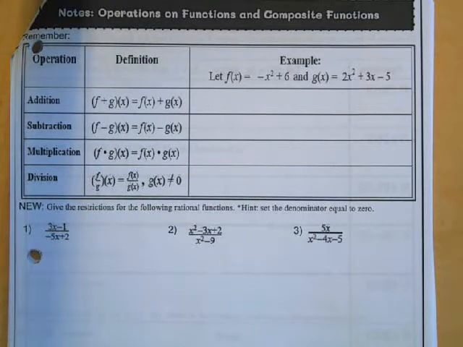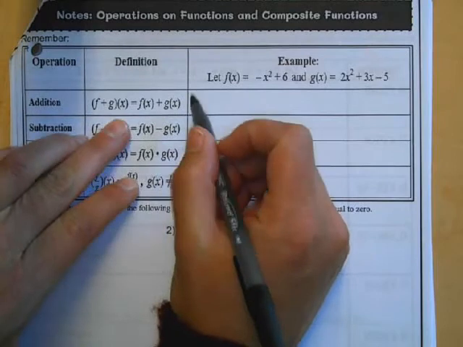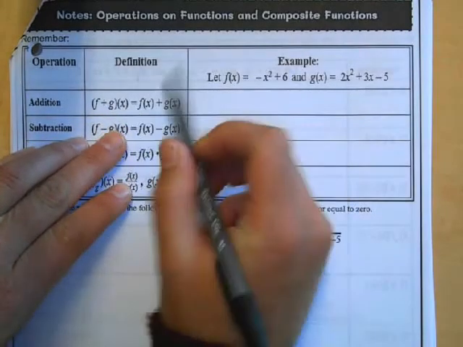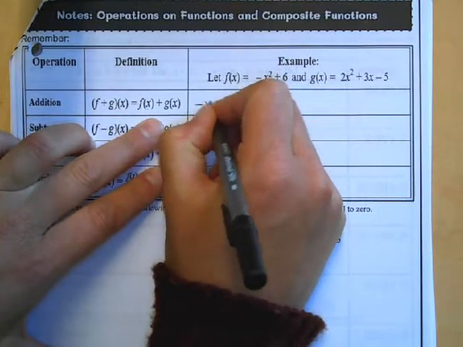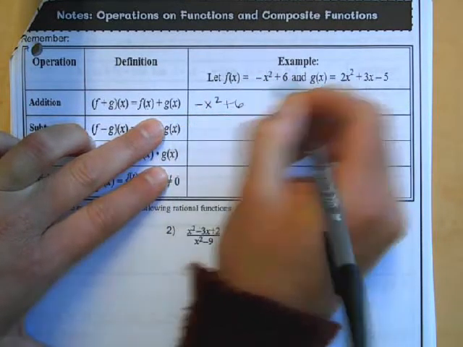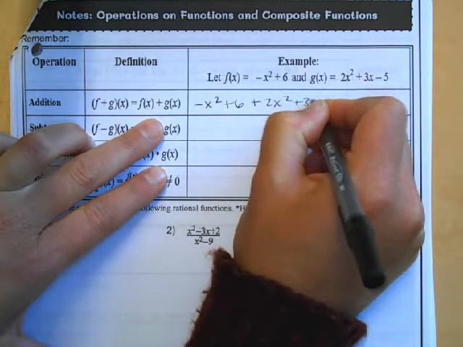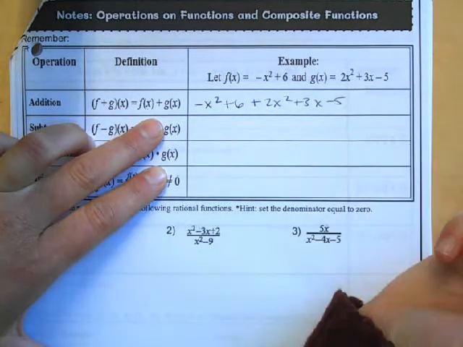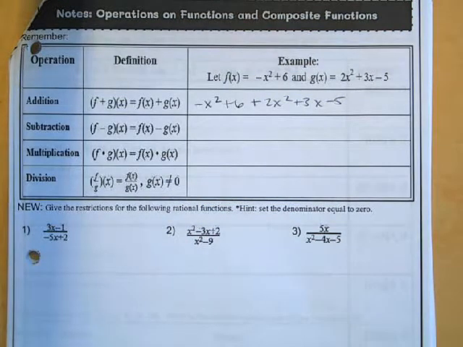Hi everyone, today's notes are going to be about operations on functions and composite functions. So we've already dealt with the operations of functions, so this is just a quick little review, f plus g of x. So we're going to have f of x plus g of x. Our f of x is up here, negative x squared plus 6, and we're going to add that to our 2x squared plus 3x minus 5, which is our g of x. And then we're going to go ahead and actually just combine like terms.